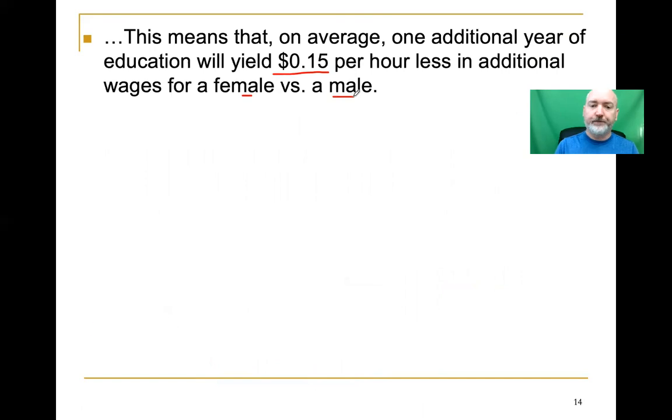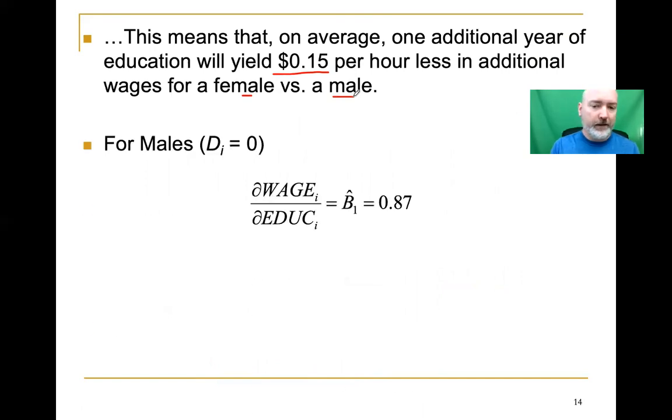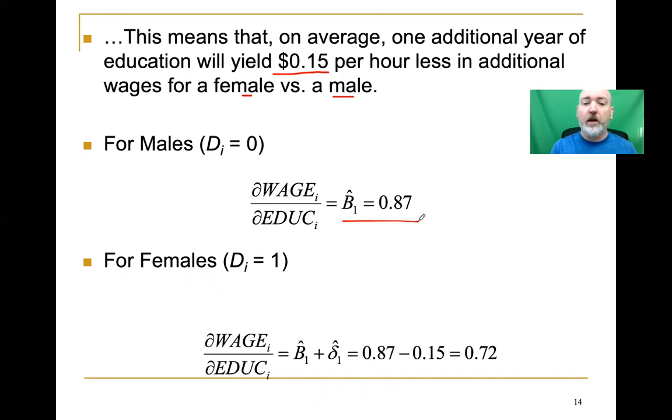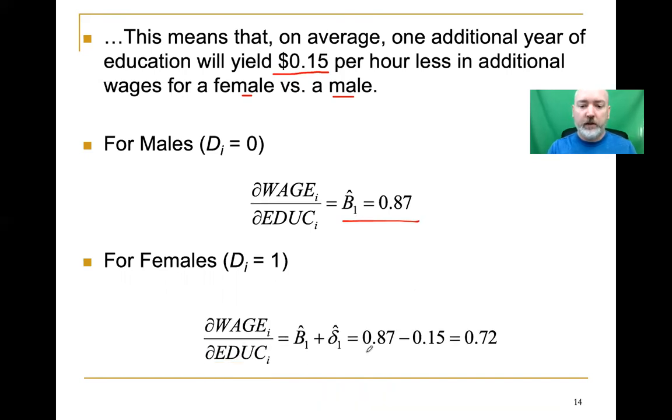Okay. And when you are asked to interpret the results, that's what it's going to come down to. What is the difference in the marginal effect? So for the control group, it's the B1 hat, the 0.87, that baseline slope. For the treatment group, it's the B1 hat plus the delta 1 hat, which in this case is going to shave off that 15 cents per hour. So that gives you the treatment group marginal effect of 0.72.